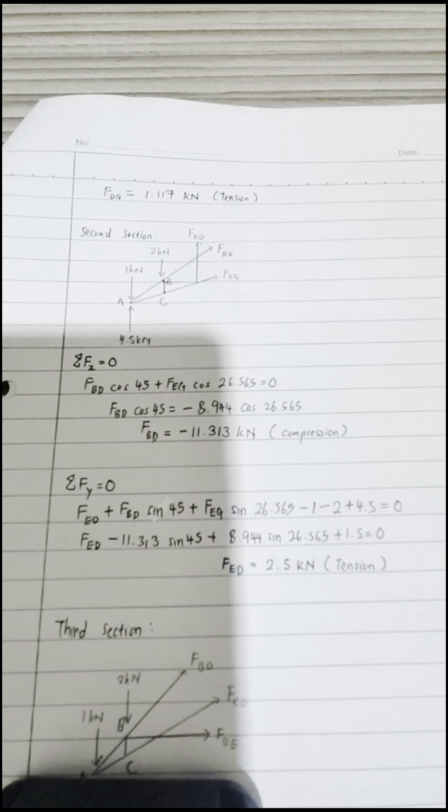After that, we apply the second section, where we cut through ED, EG, and BD. Using the same method, we let the horizontal forces equal zero, and we find the force at BD is equal to minus 11.313 kilonewtons, and it is under compression. After that, the vertical components equal zero, and we substitute all the forces inside, and we get the force at ED is equal to 2.5 kilonewtons, which is under tension.